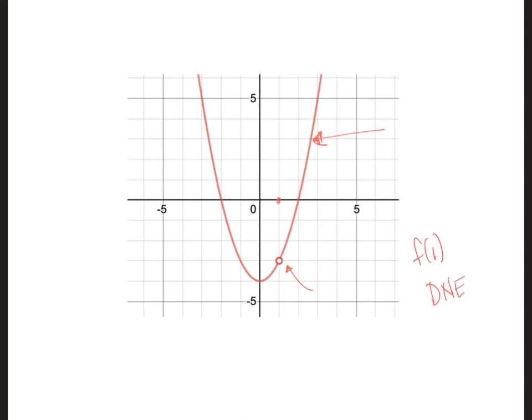When you go to the x value of 1 and you go down to try to read it, that hole means that there is no function value. Anyway, again, just a short little intro into graphing rational functions.